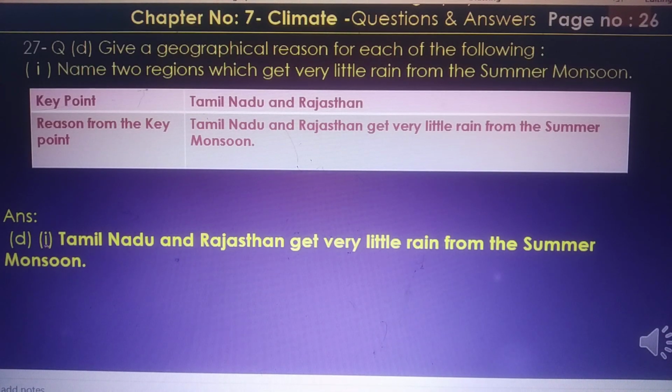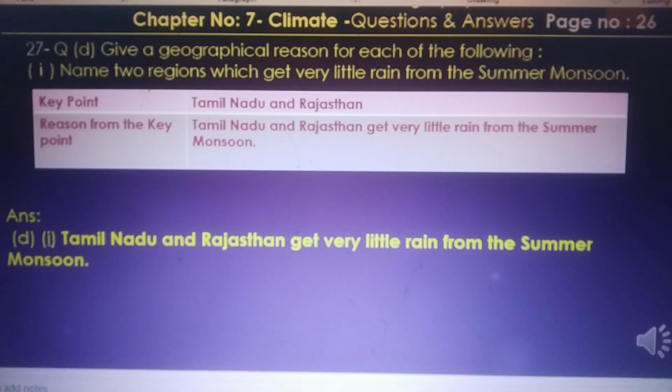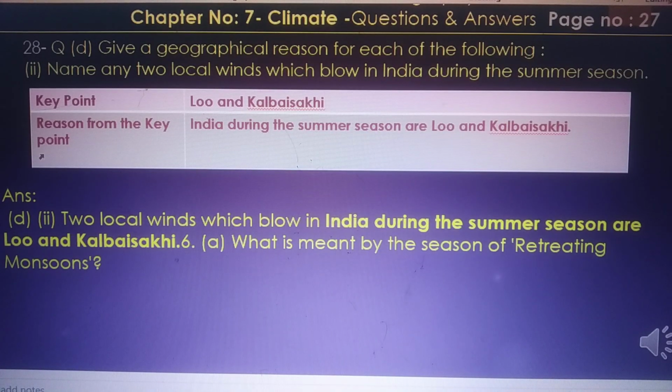Question number 27, name two regions which get very little rain from the summer monsoon. What is the key point? Tamil Nadu and Rajasthan. Tamil Nadu and Rajasthan get very little rain from the summer monsoon. Question number 28, name two local winds which blow in India during the summer season. What is the key point here? Loo and Kalbaisakhi. The reason from the key points: the local winds in India during summer season are Loo and Kalbaisakhi.